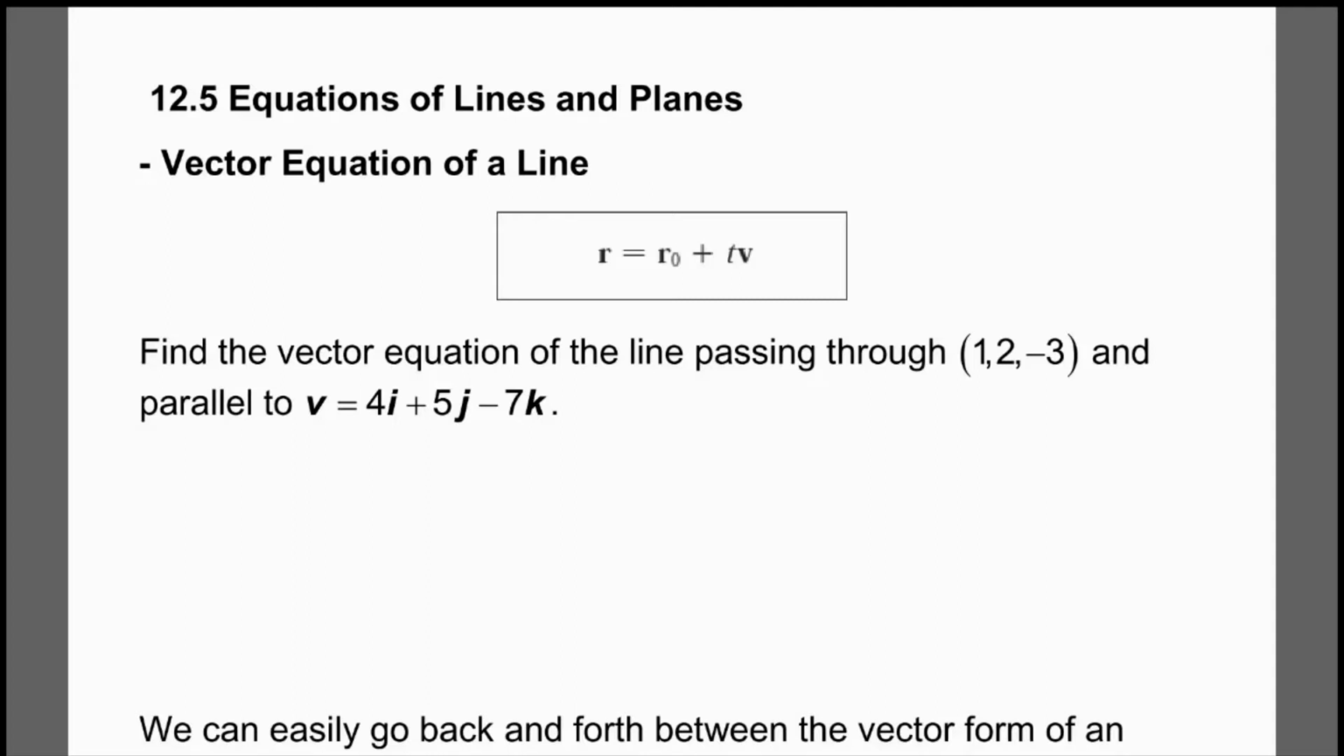This is the lesson video for multivariable calculus for section 12.5, equations of lines and planes. What we're going to do in this lesson is really try to talk about the geometry behind what's happening with the idea of finding the equation of a line and finding the equation of a plane and finding distances.